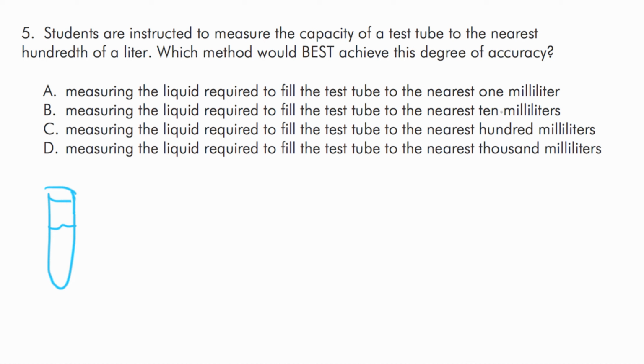Same deal, nearest 10 milliliters. 1 milliliter and 10 milliliters. 10 milliliters is really a centiliter. Measuring the liquid required to the nearest 100 milliliters. 100 milliliters is not a centiliter, it is one above it, deciliter. And then nearest 1,000 milliliters. 1,000 milliliters is a liter.